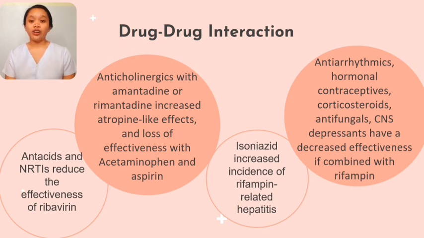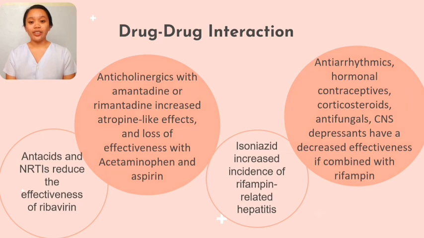The following are drug-to-drug interactions involved in the use of agents for respiratory viruses. Anticholinergics with amantadine or rimantadine increase atropine-like effects and cause loss of effectiveness with acetaminophen and aspirin. Antacids and NRTIs reduce the effectiveness of ribavirin. Isoniazid increases the incidence of rifampin-related hepatitis. Antiarrhythmics, hormonal contraceptives, corticosteroids, antifungals, and CNS depressants also have a decreased effectiveness if combined with rifampin.